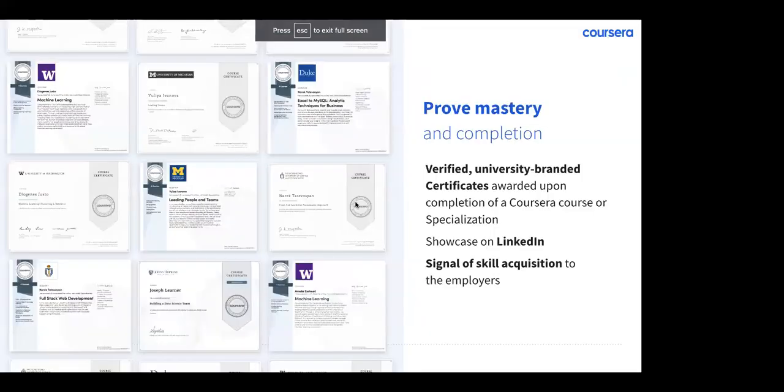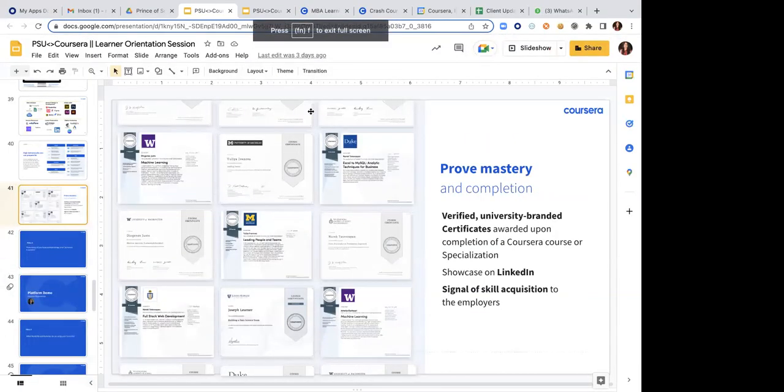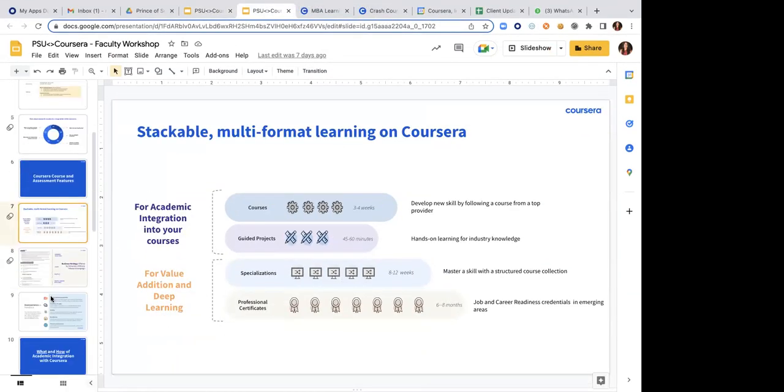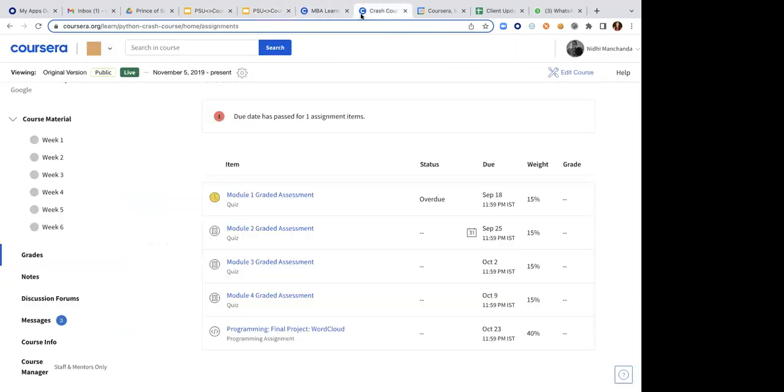And this is how the certificates look like. The certificates carry the logo of the university from which the course is. For example, if the course is from Duke University, the certificate will carry the logo of Duke University, and it will look something like this. So, of course, the students can share these certificates on their LinkedIn profile to showcase to the employers that they have the right skills for a particular job. So that's how a course on the Coursera platform looks like.